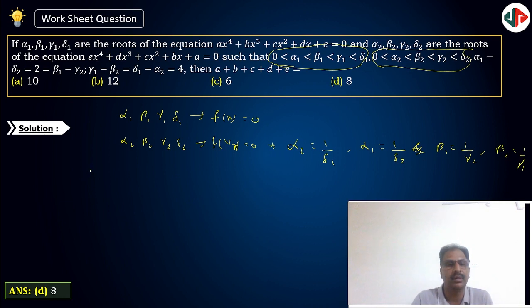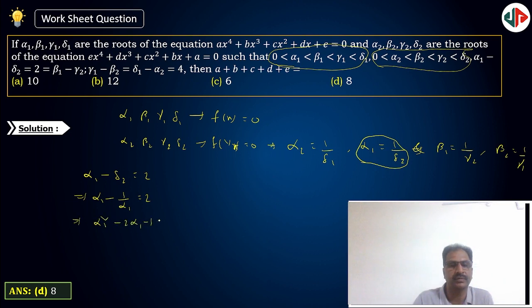Now alpha 1 minus delta 2 is given as 2, which implies alpha 1 minus, what is delta 2 from here, 1 by alpha, implies alpha 1 square minus 2 alpha 1 minus 1 is equal to 0. That is one condition.